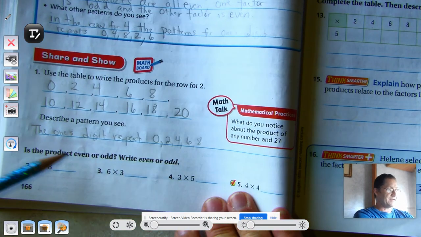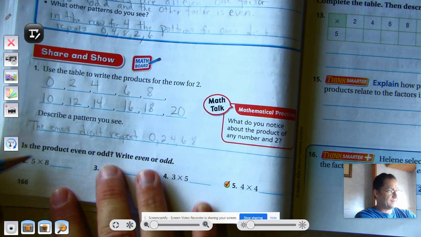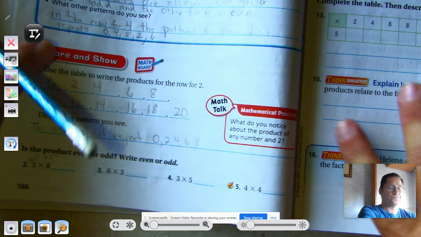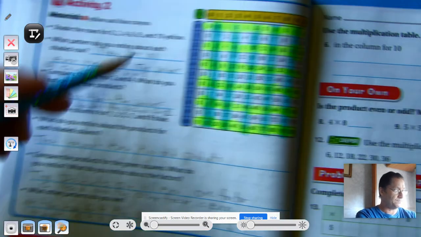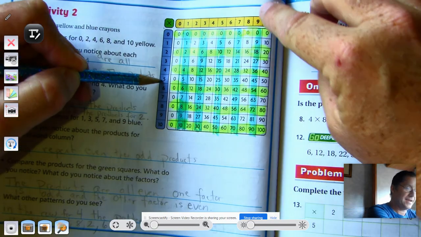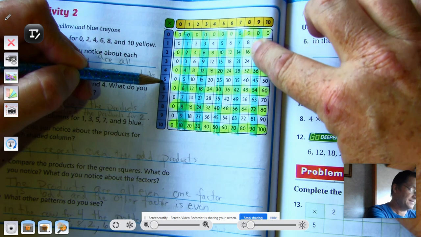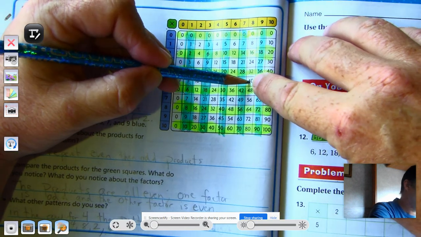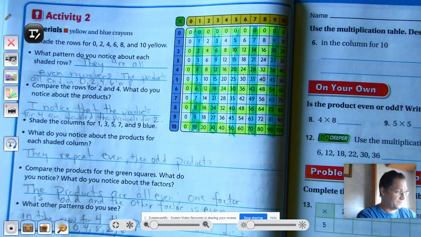Is the product even or odd? Write even or odd. So odd times even. So 5 is odd, 8 is even, and when they meet, I get an even answer.